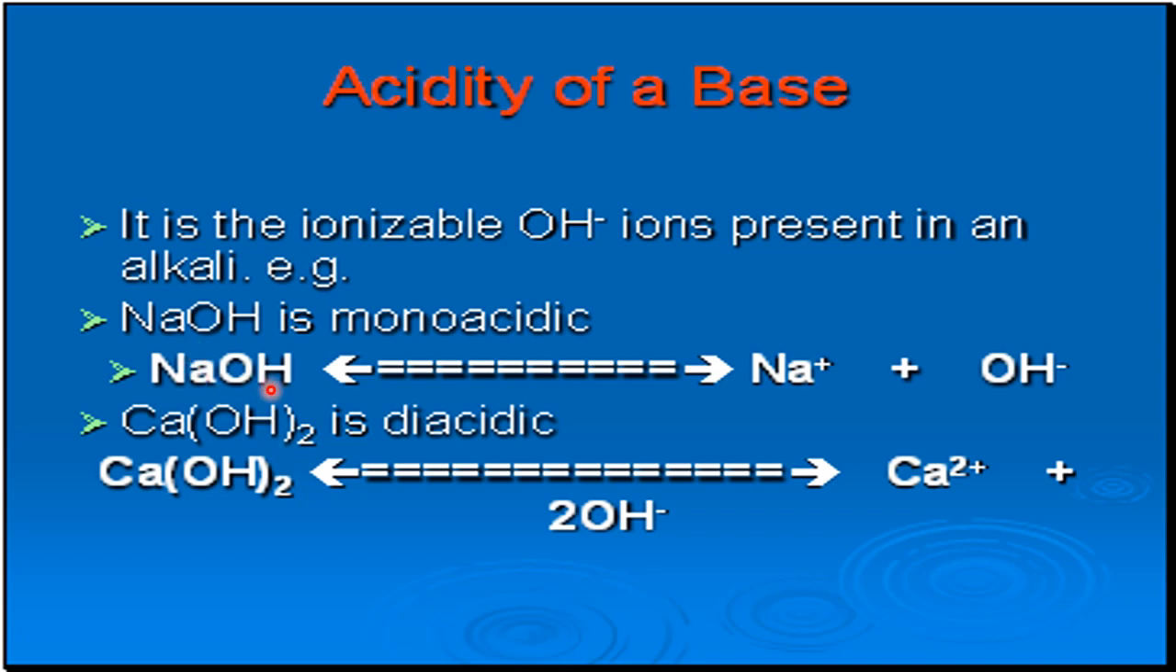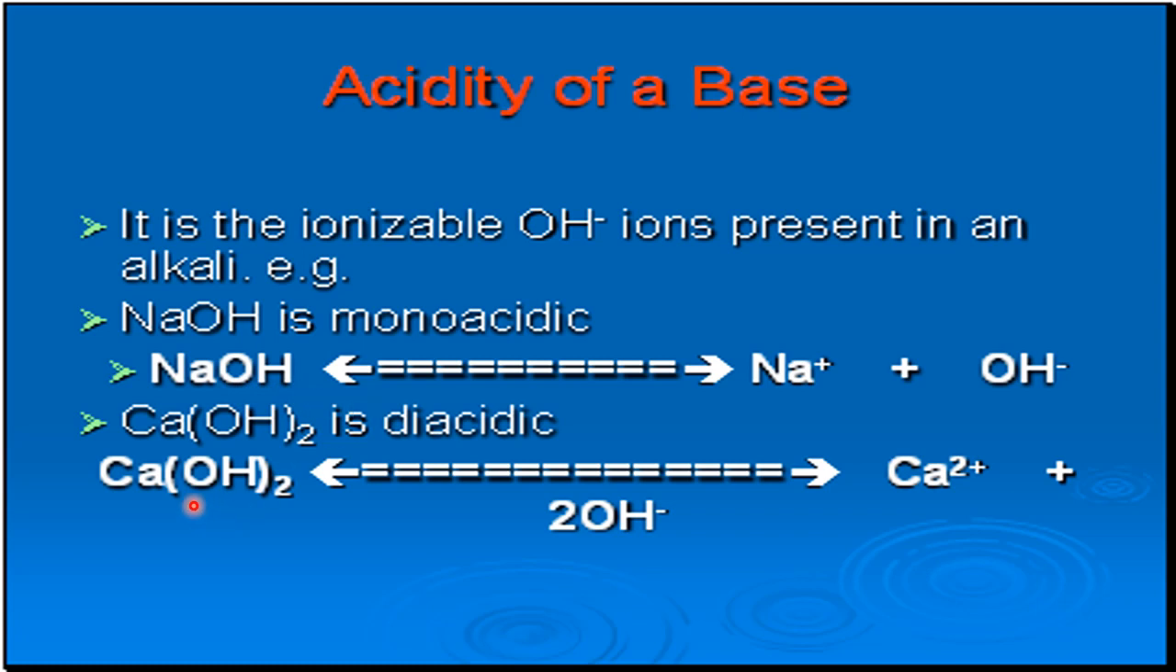NaOH gives only one OH minus, so it is called monoacidic base. It gives two OH minus, so it is called diacidic base. That means for the acid we said basicity. Now for this we are using what? Acidity. Okay. So acidity of NaOH is 1.